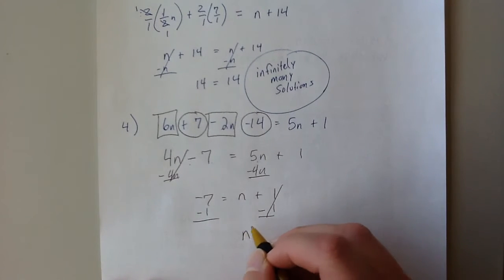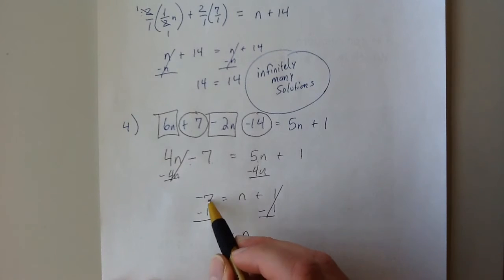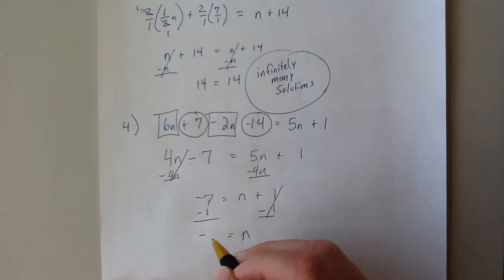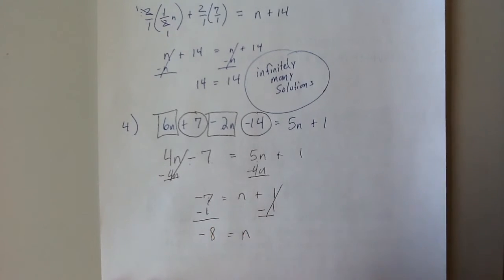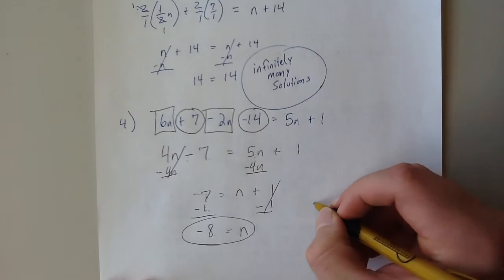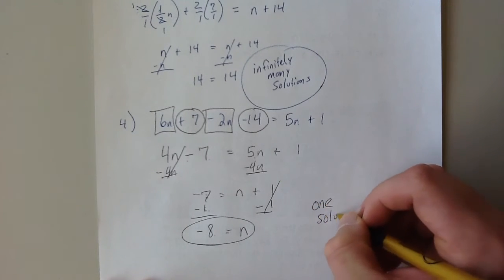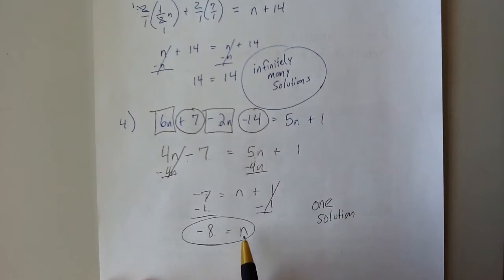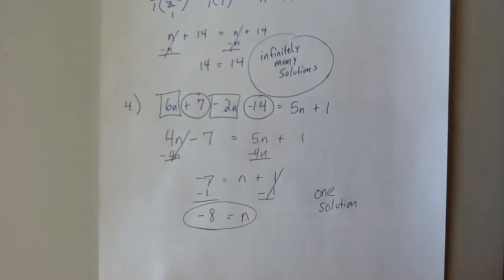That means n is equal to negative 7 minus negative 1. I have two negative numbers, so that's going to be negative. 7 plus 1 is 8. So negative 7 minus 1 is negative 8. N is negative 8. So number 4 has one solution, right? Because I get a variable equal to a number. And so negative 8 is the only solution that will satisfy this equation.